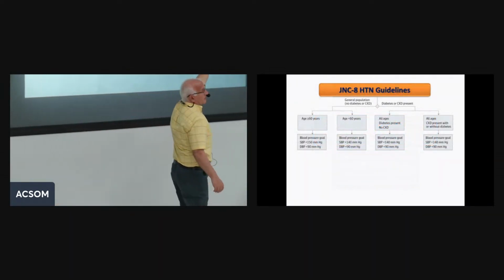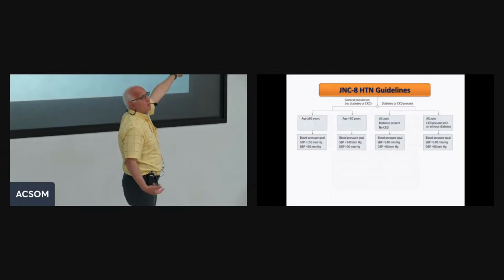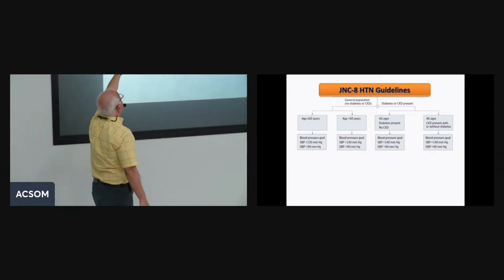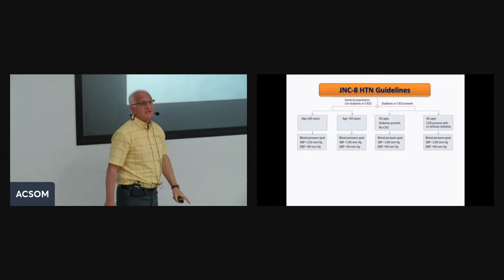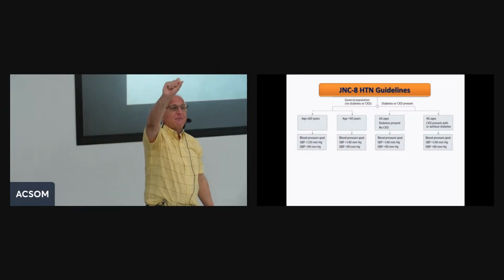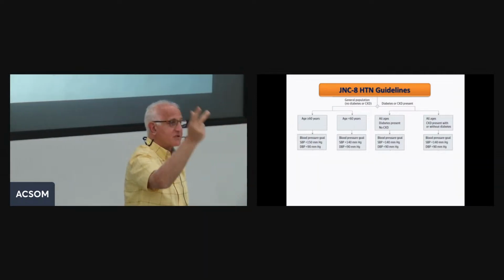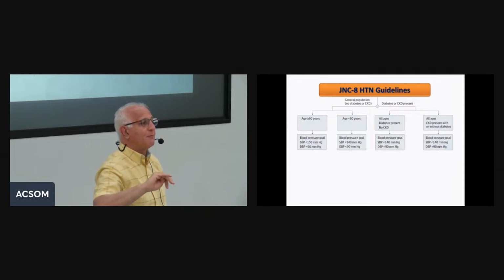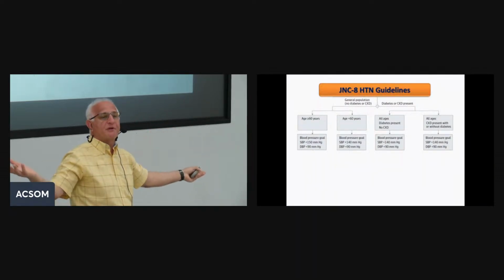Everybody's target is 140 over 90 or less, except for the older people over 60 who do not have diabetes and do not have kidney disease. If I have somebody over the age of 60 who does not have CKD and does not have diabetes, my blood pressure cutoff would be 150 over 90. The rest of the people, 140 over 90.